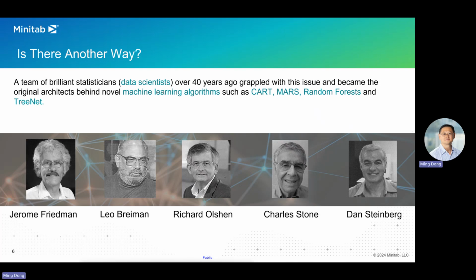Minitab algorithms such as CART, MARS, Random Forest, and TreeNet have won many awards and achievements, including PAKDD, which is a data mining competition, and DMA, which is the Direct Marketing Association Analytic Challenge. And also KDD, the Annual Data Mining and Knowledge Discovery Competition.